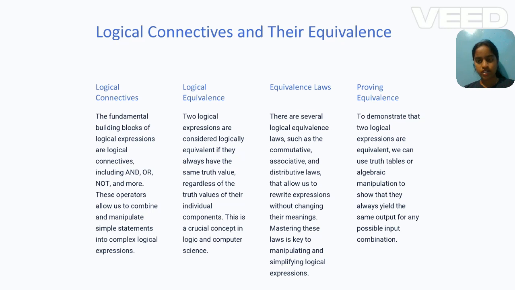And the third is equivalence laws. There are several logical equivalence laws such as the commutative, associative and distributive laws that allow you to rewrite expressions without changing their meanings. Mastering these laws is key to manipulating and simplifying logical expressions. Proving equivalence: to demonstrate that two logical expressions are equivalent, we can use truth tables or algebraic manipulation to show that they always yield the same output for any possible input combination.